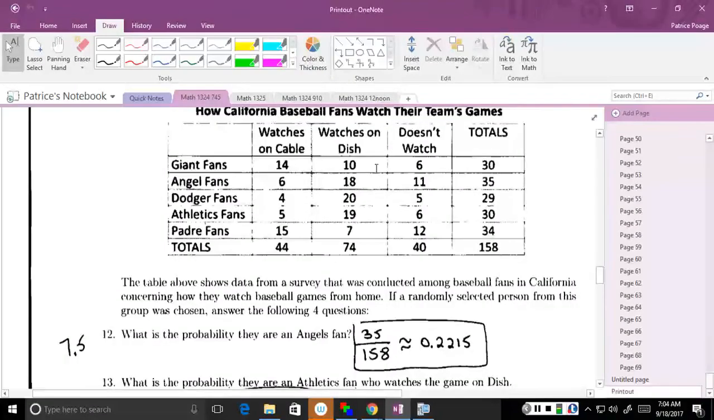All right, so here we have our contingency chart. It says the table above shows data from a survey that was conducted among baseball fans in California concerning how they watch baseball games from home. If a randomly selected person from this group is chosen, answer the 4 questions. So the first one says, what is the probability they are an Angels fan? So there are a total of 35 Angels fans out of 158. So that's how we get that one.